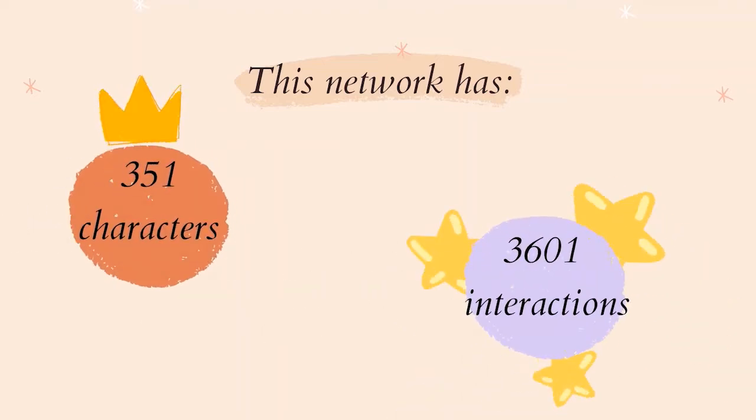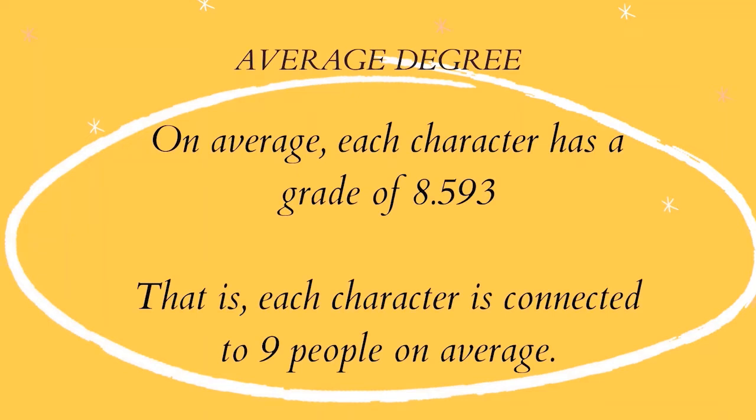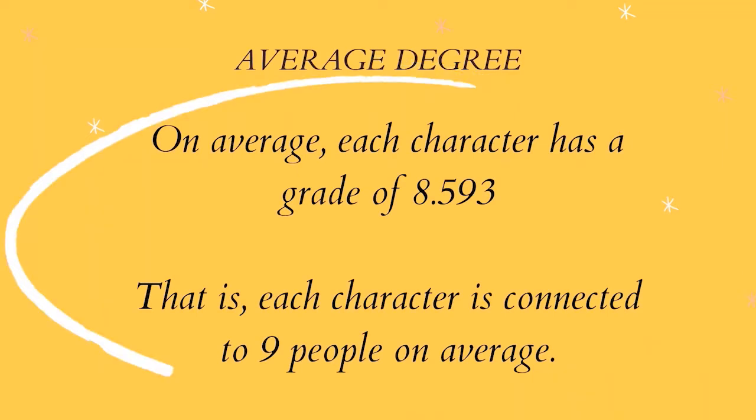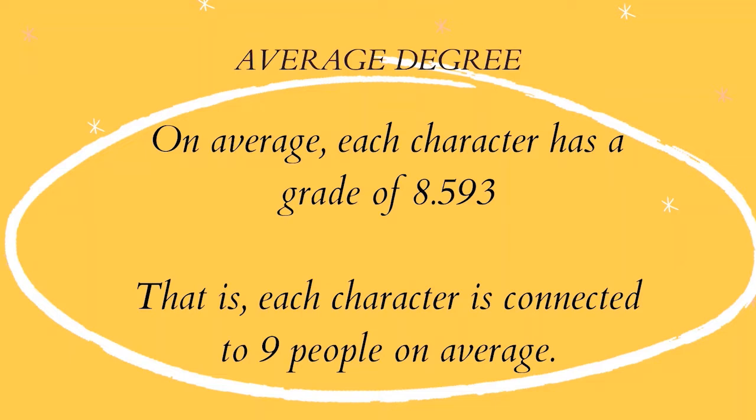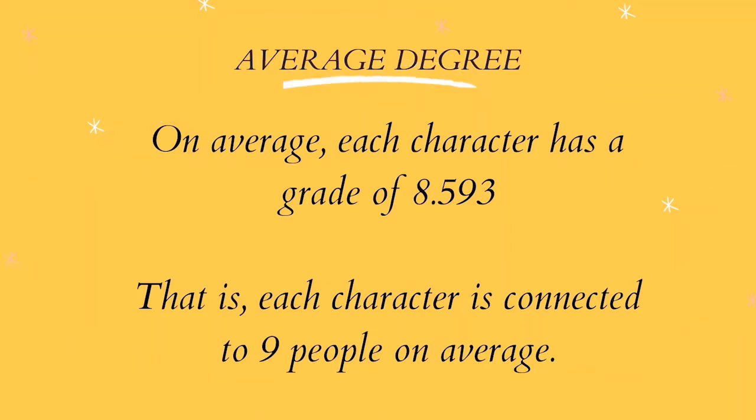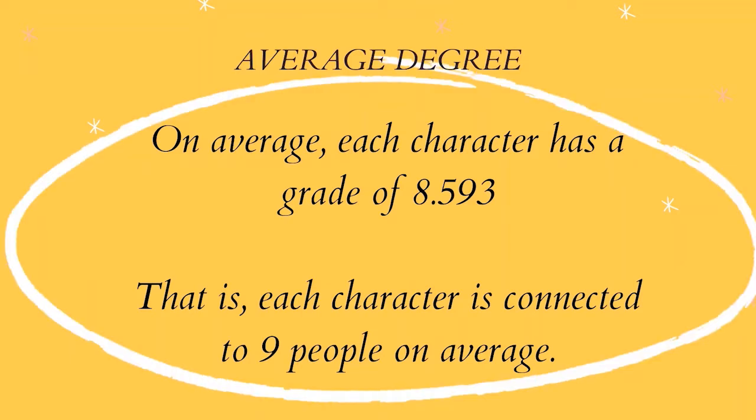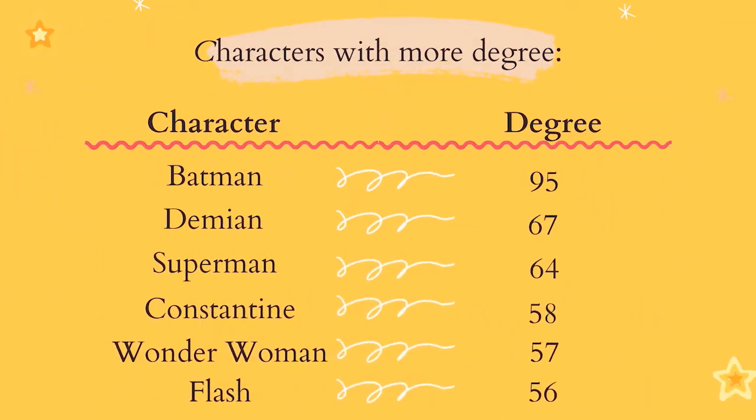This network has 351 characters, 3601 interactions. On average, each character has a degree of 8.593, that is, each character is connected to 9 people on average. The characters with the highest degree are Batman, Damian, Superman, Constantine, Wonder Woman and Flash.